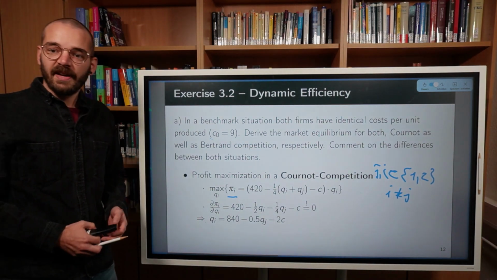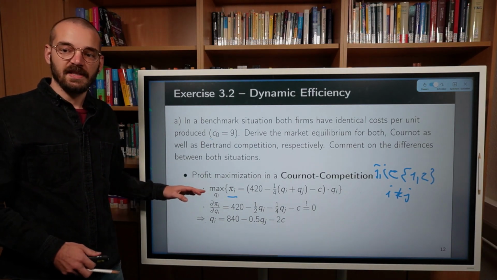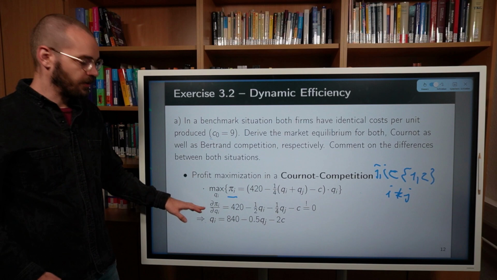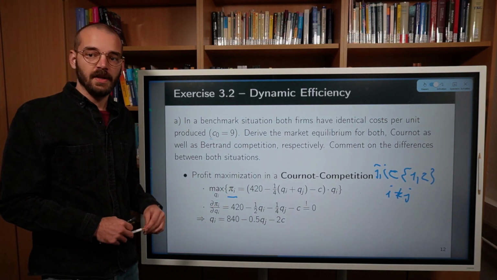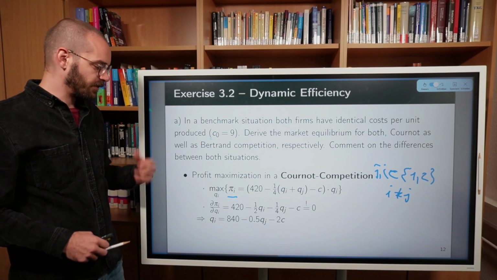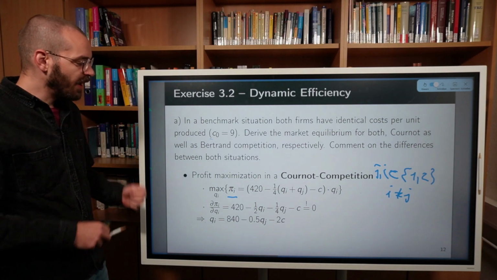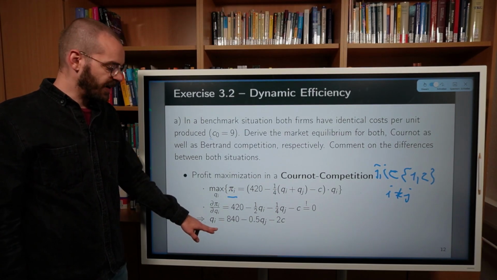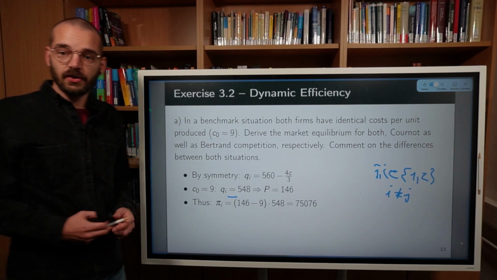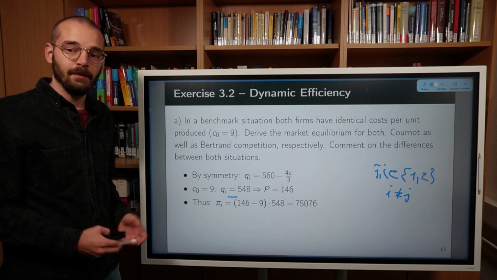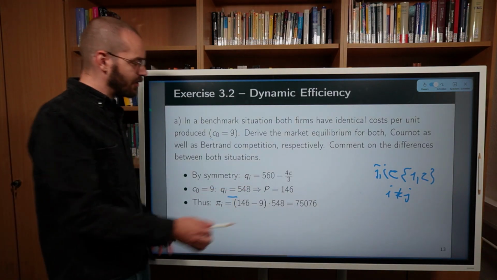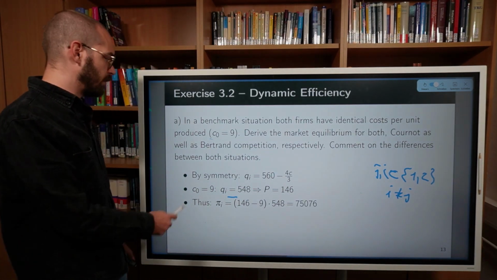So how do we find the market equilibrium going forward from this maximization problem? Well, we find the first order condition of this profit maximization by calculating the first order derivative of the profit of firm i with respect to the quantity of firm i. From this we can then state the reaction function of firm i. From this reaction function for any firm i, we know that by symmetry it's the same for both firms, of course. So we can now find the profit maximizing quantity qi as a function of all other market parameters, which are all given in this exercise.